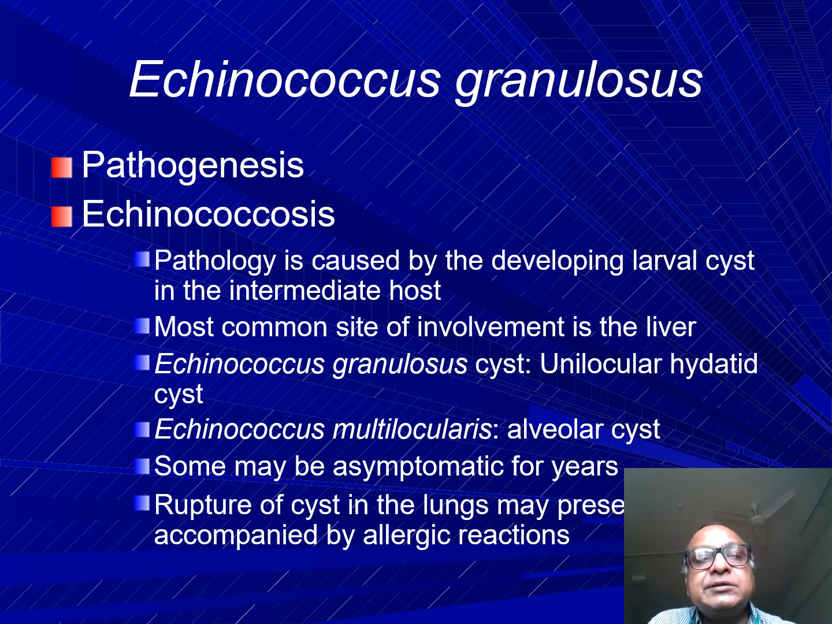Pathology in the case of the Echinococcus mainly is the development of the cyst. The condition is also known as echinococcosis. This is because of the larval cyst developing in the host, the intermediate host, the sheep, or accidentally the man. The most common site is the liver and the next is the lungs.